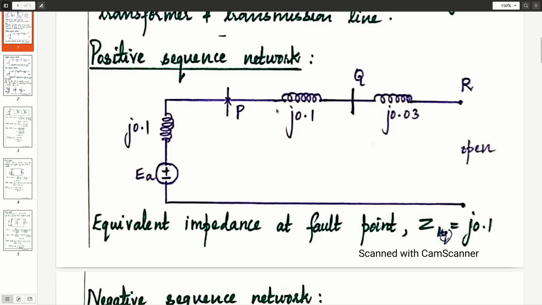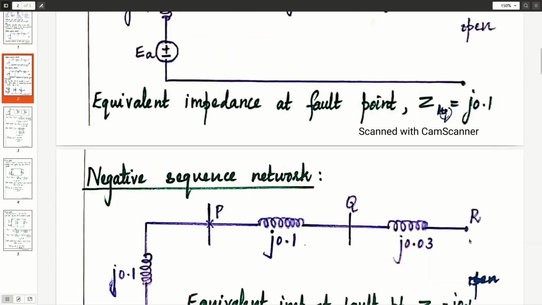We are not considering this j0.1 and j0.03 because on the right hand side of fault point P, the terminal is left open. So these 2 reactances are redundant elements, and we are not considering them in calculating the Thevenin equivalent impedance. So the Thevenin equivalent impedance at the fault point, Z1 equivalent, is j0.1.